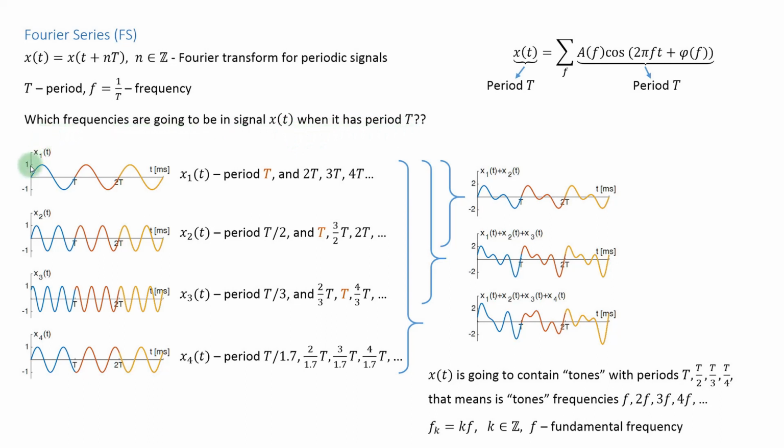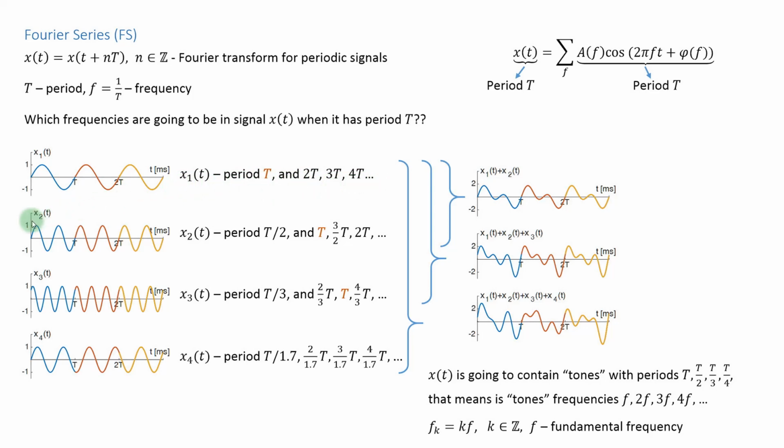To examine this, let's take a look at a couple of sine waves. The first sine wave, which I denote as x1, has a period of t. This interval is the period which repeats itself. But do not forget, even though the signal x1 has the period of t, it is not the only period. This interval will also repeat itself, and this interval, if the entire signal is a sine, will also repeat itself. So the signal x1 has a period t, but it also has periods 2t, 3t, 4t, and so on.